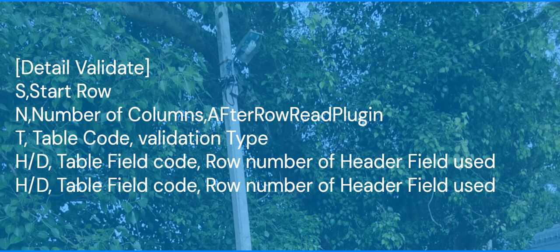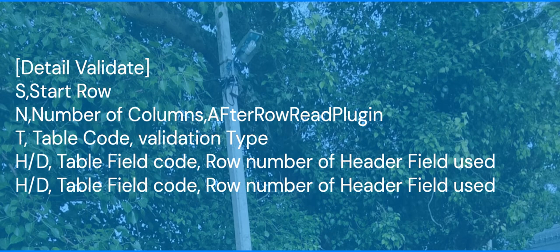Detail rows will start after the header section is complete in the data sheet, but an Excel sheet in between the description of the columns will appear. S parameter will indicate the start of data rows in the Excel sheet. No of columns, underscore, no of columns in the Excel sheet. After row read, plug in the plugin that will be called after the read of the row.